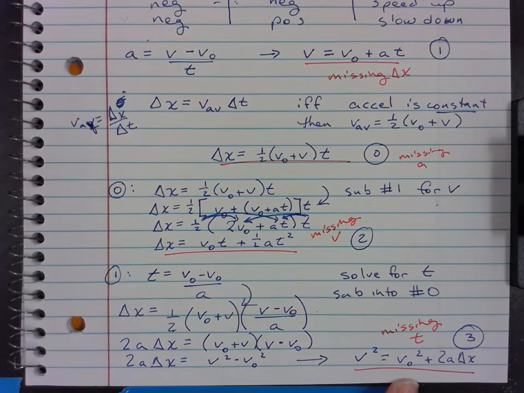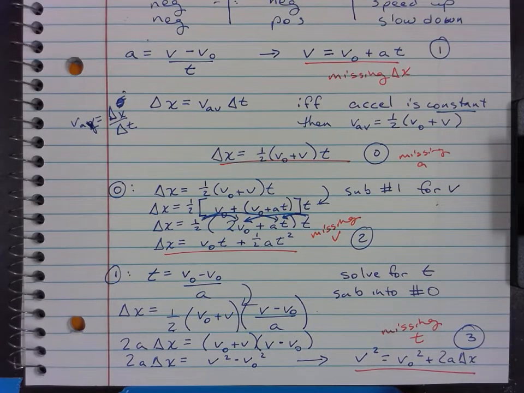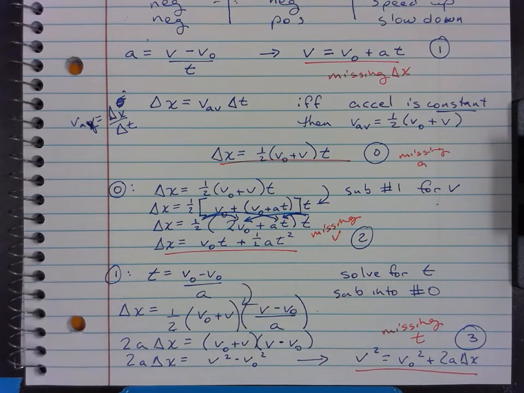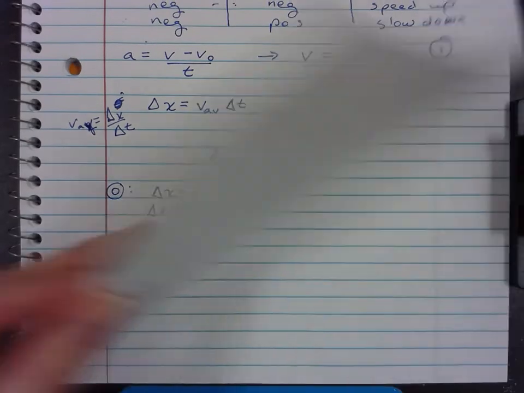So this is most useful if you don't know or care about the time. This is most useful if you don't know or care about the final velocity. So all of them include the initial velocity. There is a fifth equation that does not include the initial velocity, but it's very rarely used and you won't even see it in most physics textbooks, so we're going to skip it. So now we're going to do an example problem.